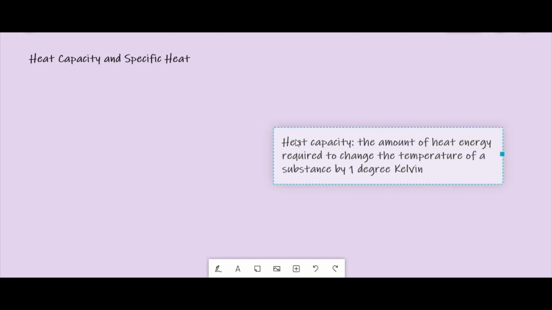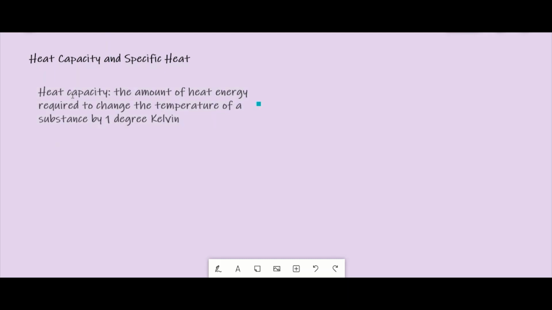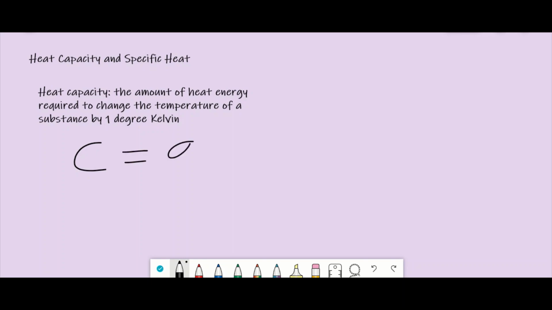Also, the equation for it is C equals Q over delta T. So the C represents heat capacity. The C right here represents the heat capacity. Q is the heat energy, and it's going to be divided by delta T. Let me rewrite this so it's a little easier to see. So it's going to be Q, the heat energy, divided by delta T, which is the change in temperature.